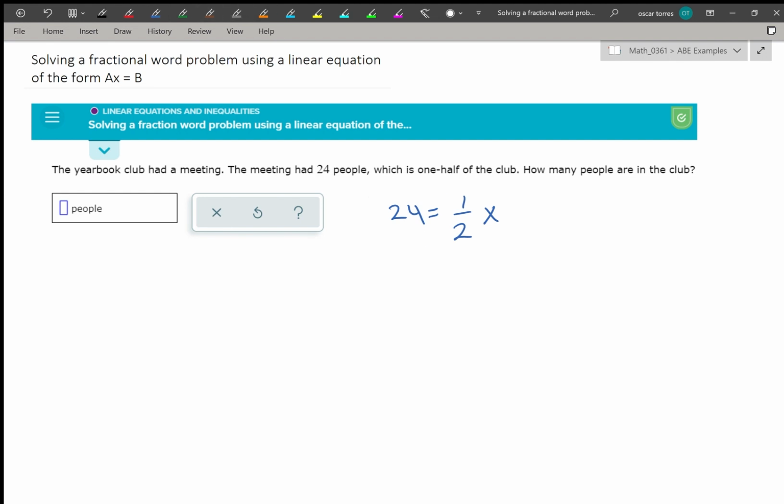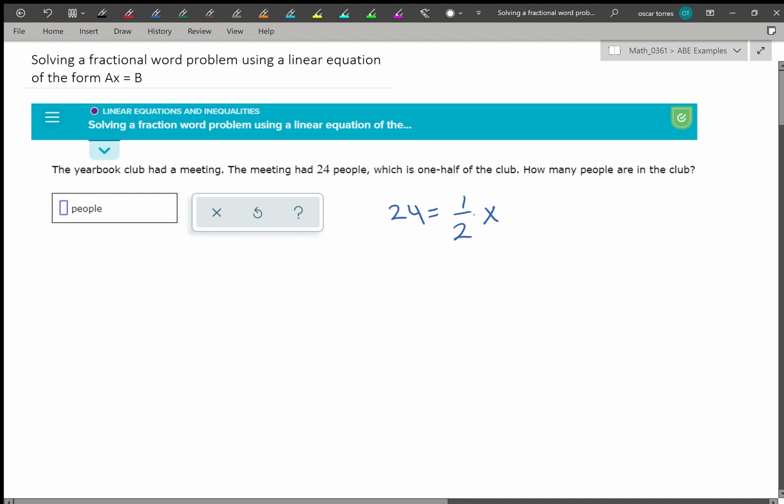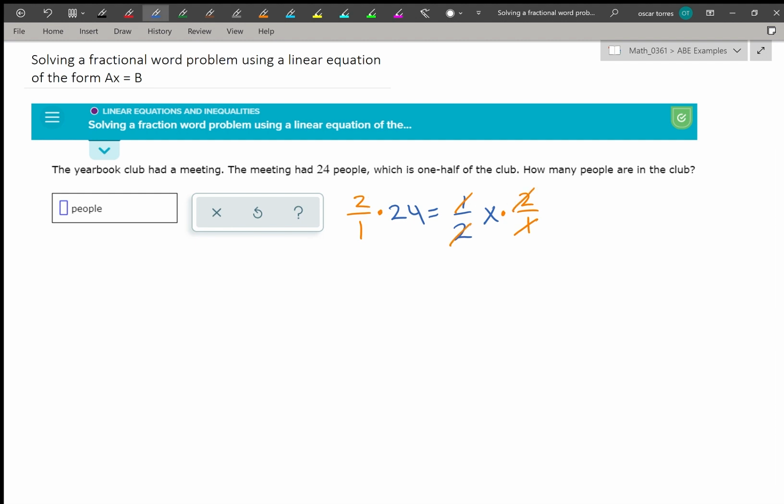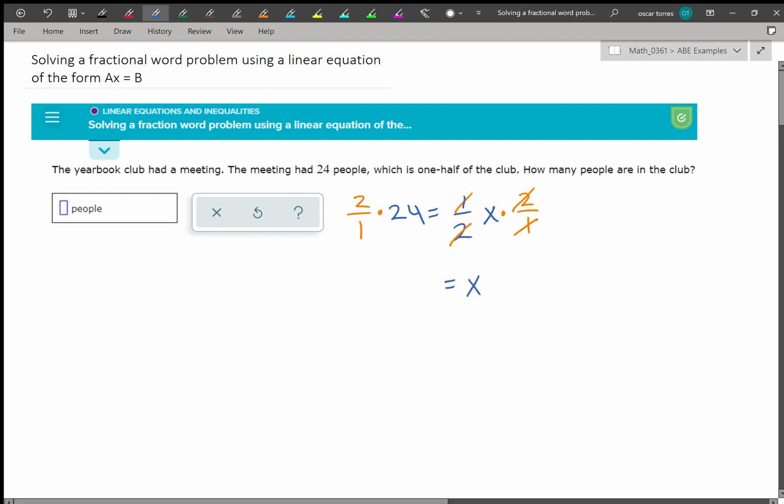So to get X by itself, X is being multiplied by a fraction. To get rid of this fraction, to get rid of the 1/2, we need to multiply both the left side and the right side by the reciprocal. In other words, we take the fraction that's with the X and we flip it around. We turn it into 2/1 and we multiply to both the left and the right hand side of the equation. On the right hand side, the 1/2s are going to cancel out. These 1s are going to go away, these 2s are going to go away. And it'll leave us with X, which is what we want.